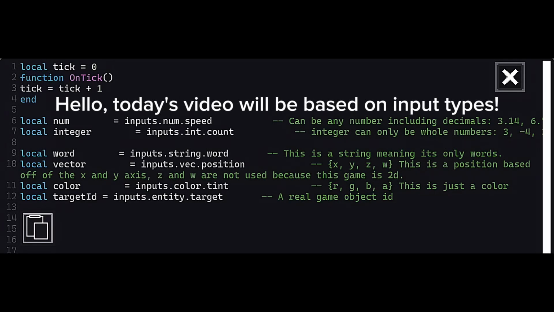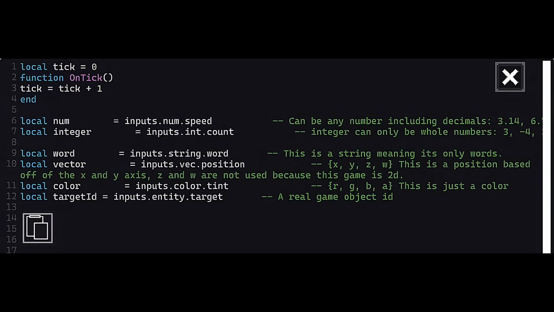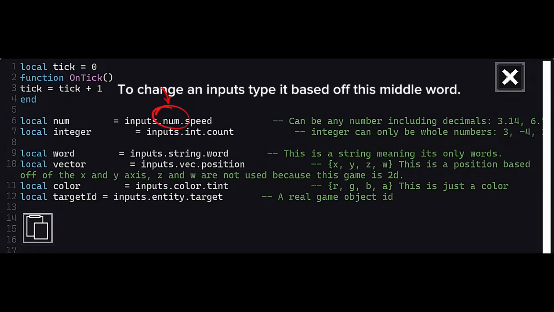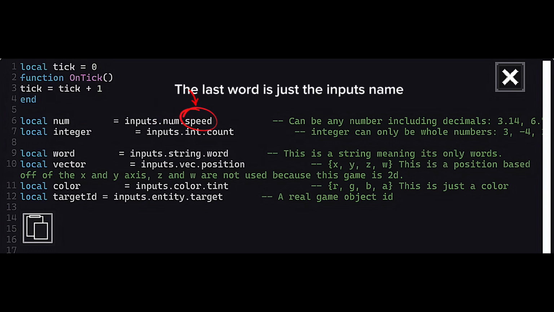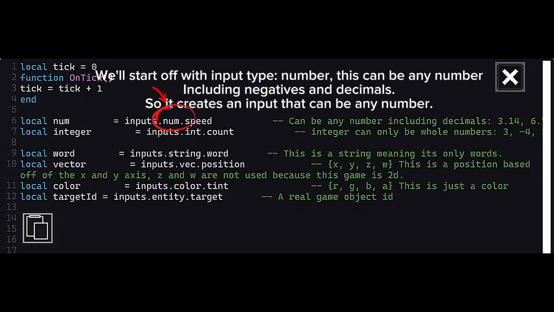Hello, today's video will be based on input types. To change an input's type, it's based off this middle word. The last word is just the input's name. We'll start off with input type number.